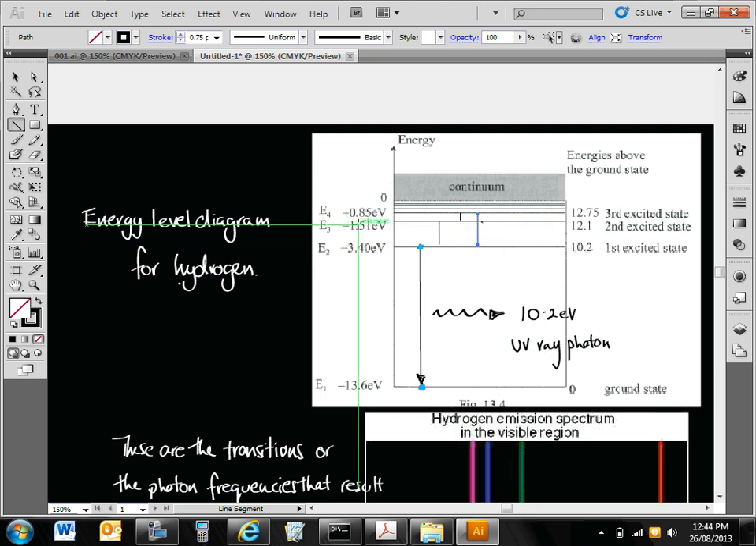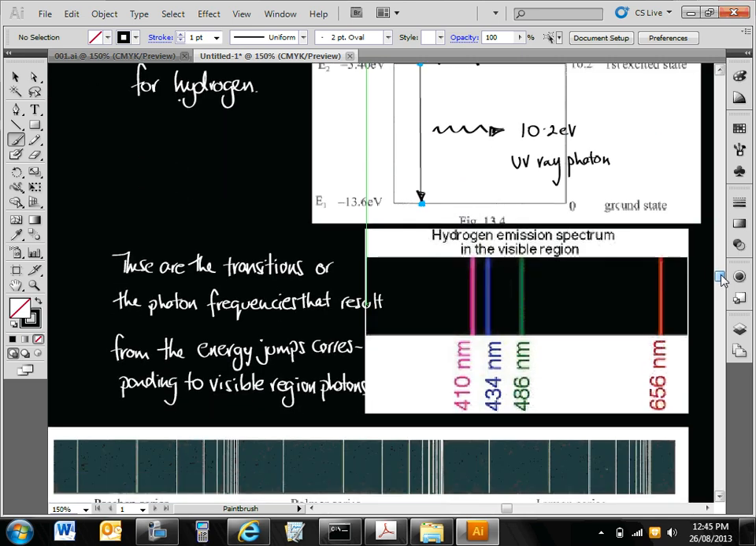These jumps that I'm drawing here, except for this little one here, that one's a little bit too small. These two jumps here, and there are others, result in energies that are small enough that the frequency is small enough that the wavelength increases just slightly. And when the wavelength increases, we end up with these visible region spectrums.